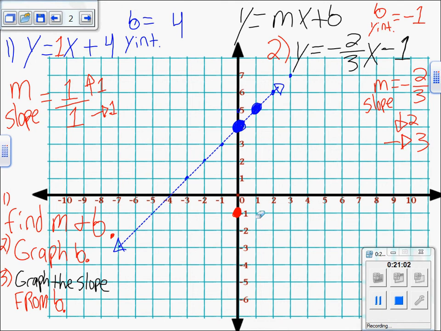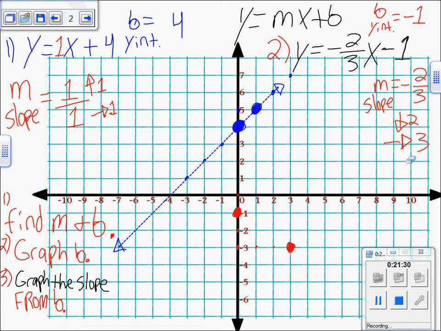Step 3 says graph the slope from the y-intercept. So from here, we're going to graph our slope. Our slope was -2 over 3, which we talked about. That means down 2 over 3. So from this location, we're going to go down 2, now over 3. I'm showing my dot to show you that I'm counting. So that means it's going to go right here. So down 2 over 3. We now have 2 dots, so we are ready to draw our line that goes through these 2 dots.